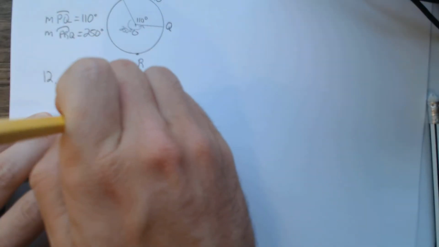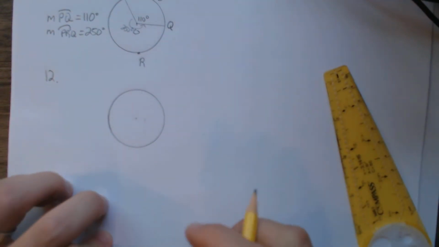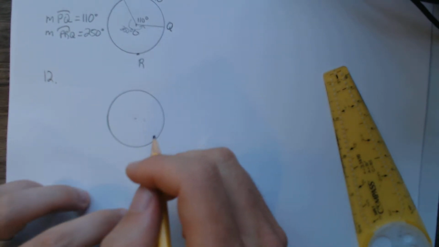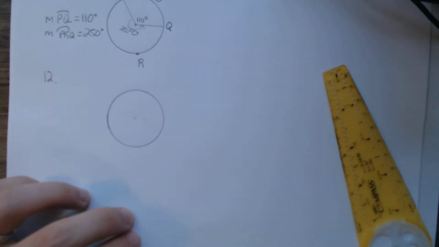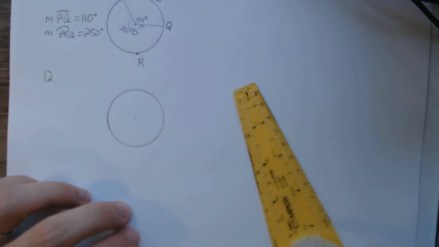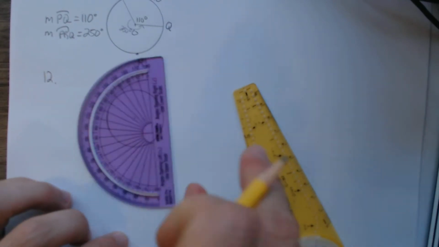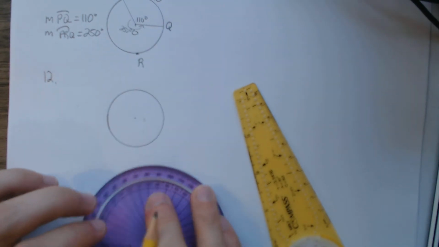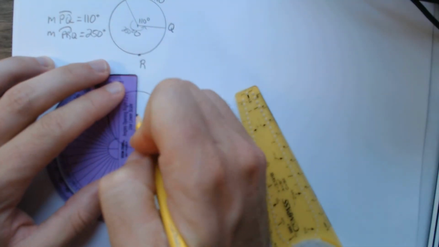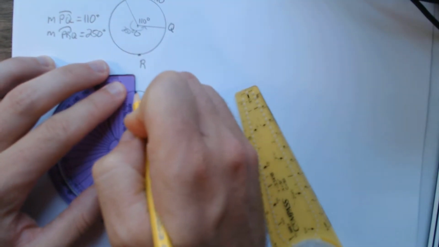And I'll go ahead and there's my circle. Got the center point. Let's see here. So 65 degrees. So that's going to involve, I'll start with the radii here.